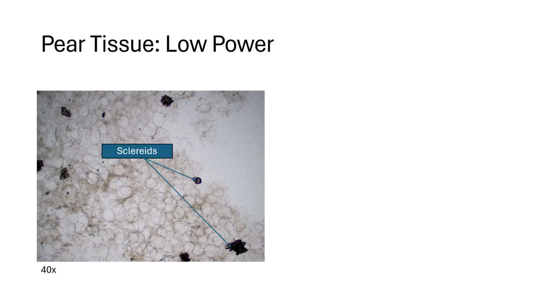Now we are switching to the prepared pear tissue slide. Under low power, look for coarse, gray, grainy clusters. These clusters are sclereids, also called stone cells. You may notice the larger, thin-walled cells as well. These are cells that we covered earlier. What do you think they are? If you said parenchyma cells, you would be right.